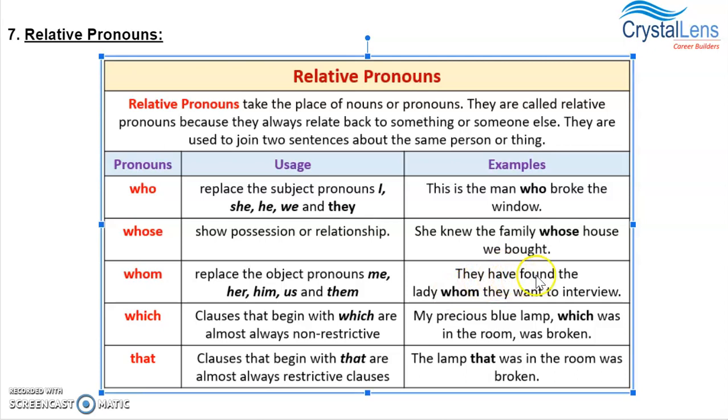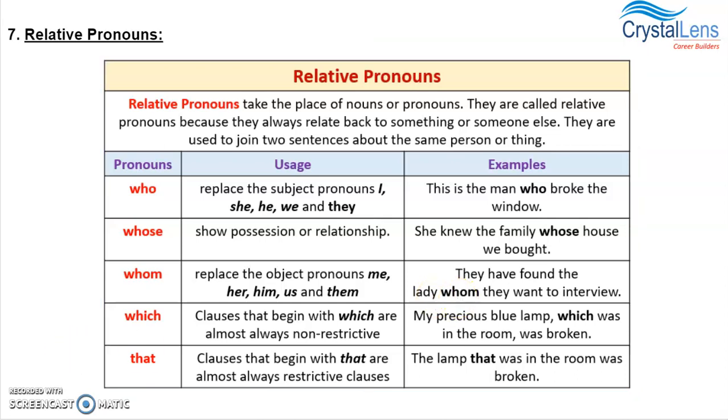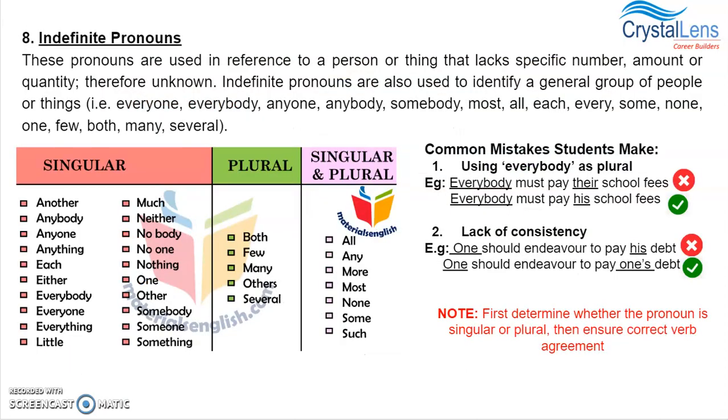Like they have found the lady whom they want to interview. Remember, they are the ones that are doing the interview, and the lady is the one being interviewed. So they are the ones carrying out the action. They in this sentence is the subject, whereas the lady is the object. That is why we used whom in that sentence.